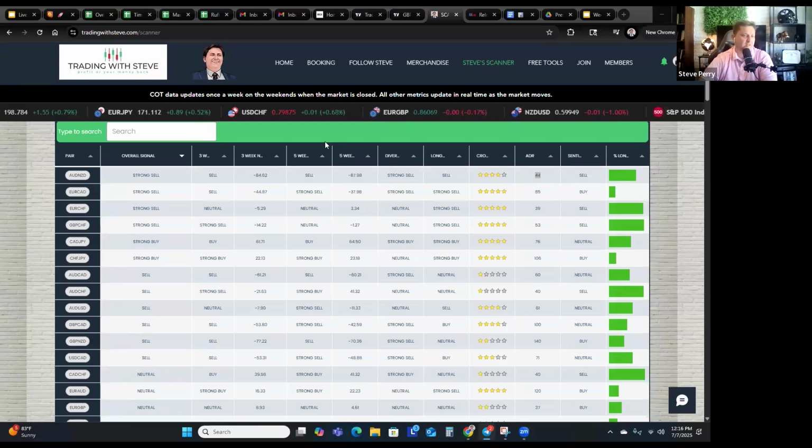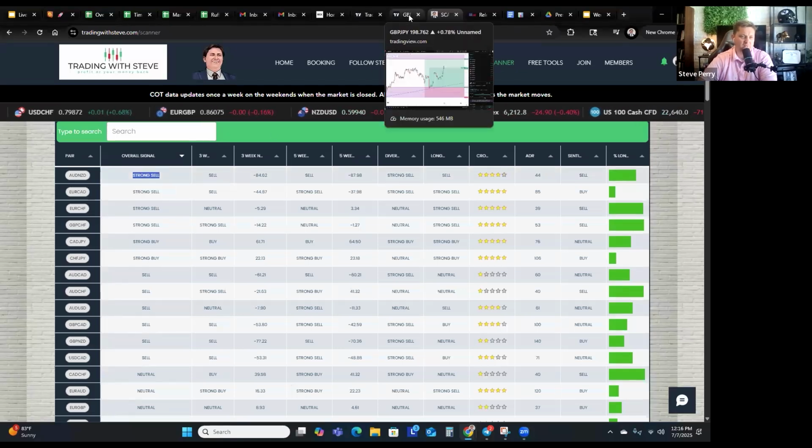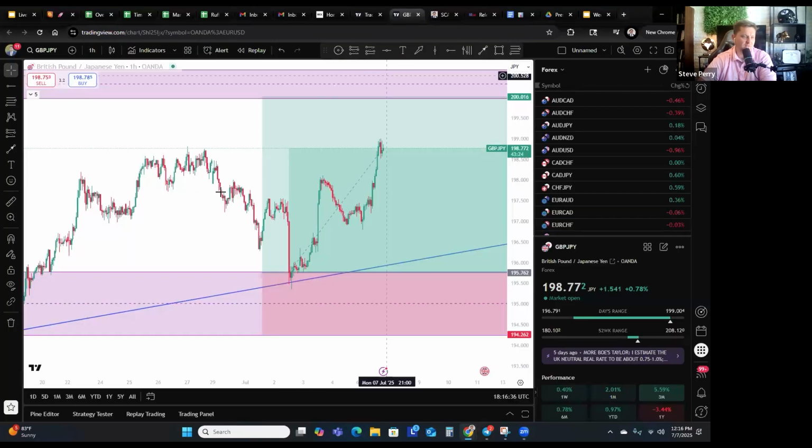So let's pretend that this is the brand new scanner. Again, we're still waiting on the signals to update until tonight, but let's say that these are the trades we're going to take. Let's take this Aussie Kiwi trade. It says strong sell. So I'm going to pull up my TradingView account over here, tradingview.com. This is where I typically take trades.